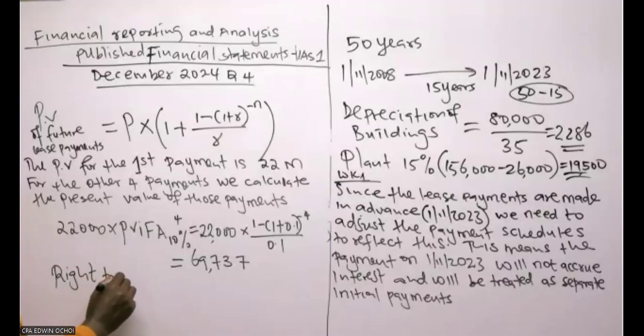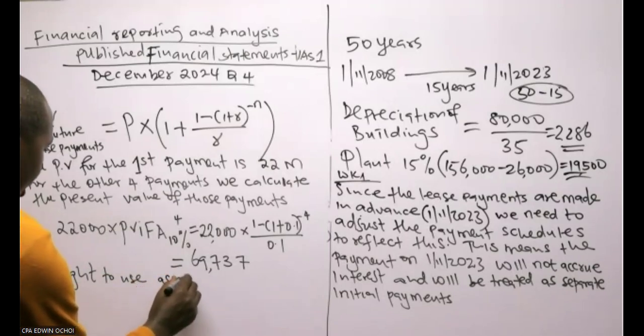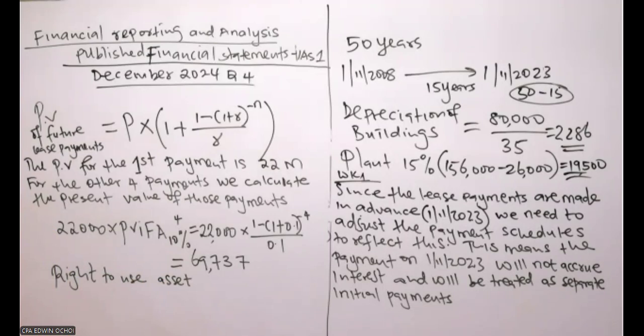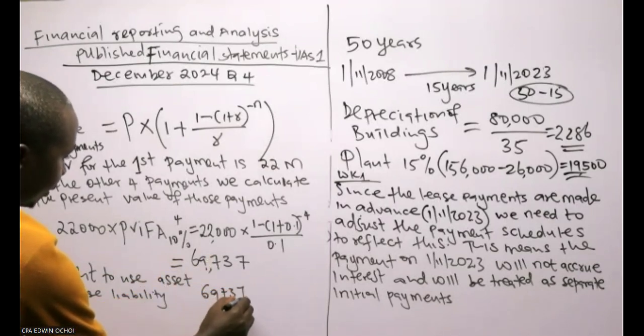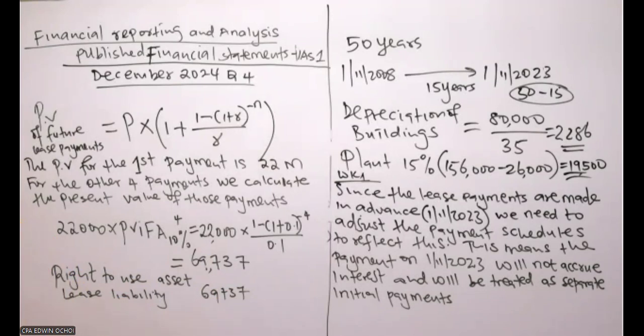to use asset. This is finance leases. So right to use the asset. The lease liability was 69,737. But now the payment in advance, the initial one. The initial one is 22. Payment in advance is 22.